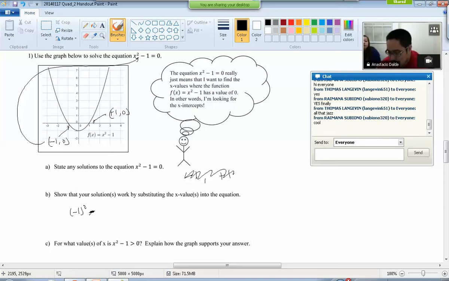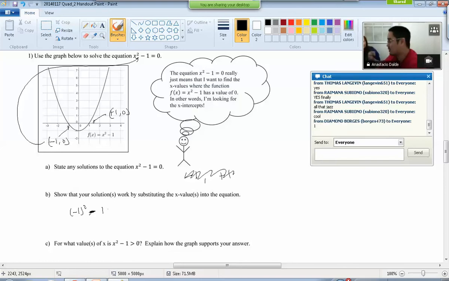-1 squared is not -1. It's +1, because -1 times -1 is positive, and it's 1. It's details that make a big difference, buddy. All right. -1 squared is +1, minus 1. So remember, because I have +1 over here, minus 1. 1 minus 1 is 0.